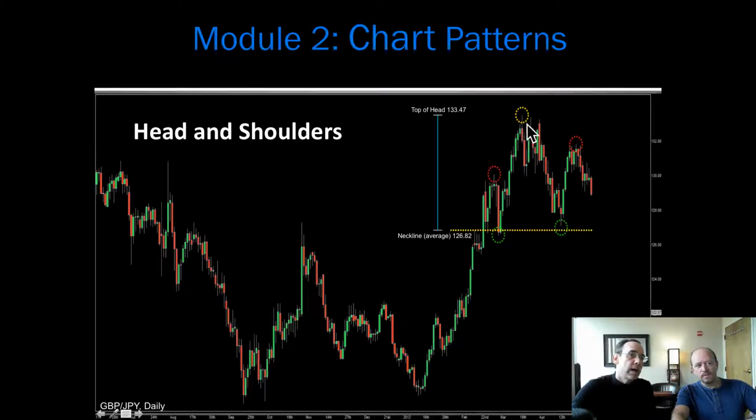It's called a swing high. This stem area right up here off this candle. We measure from that top of the head where the price is down to the neckline.